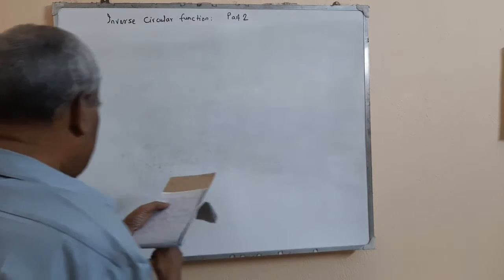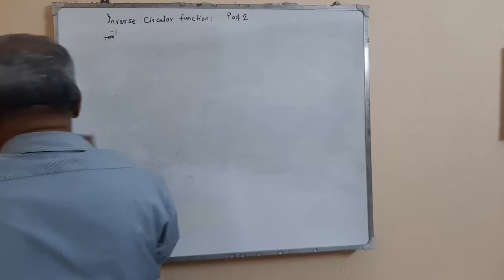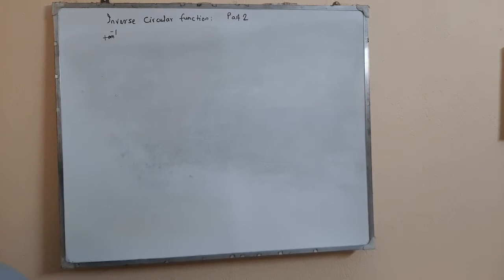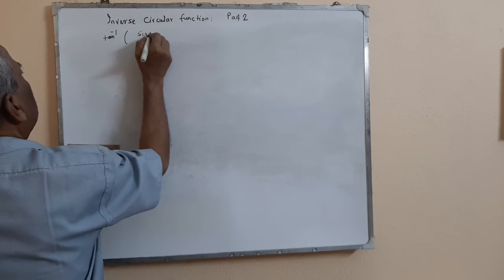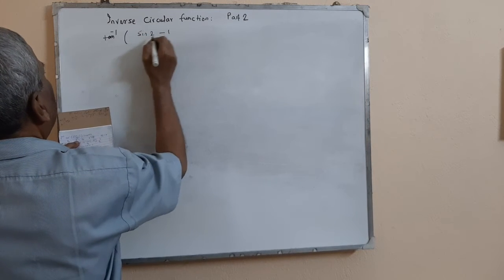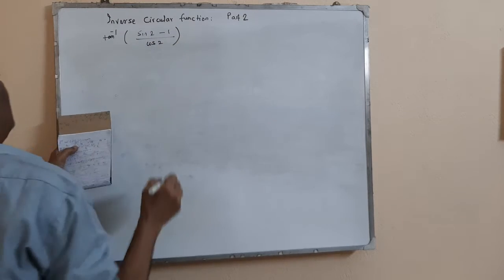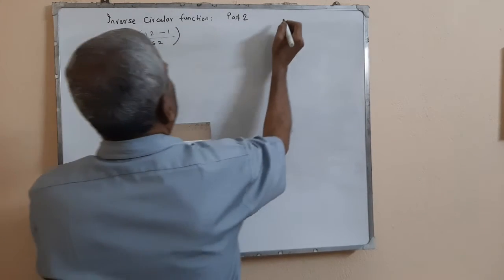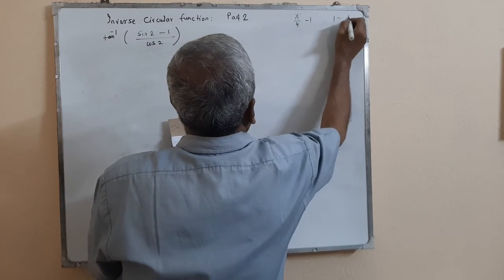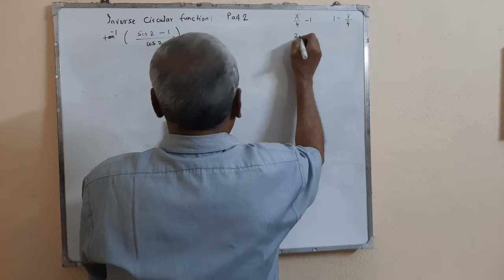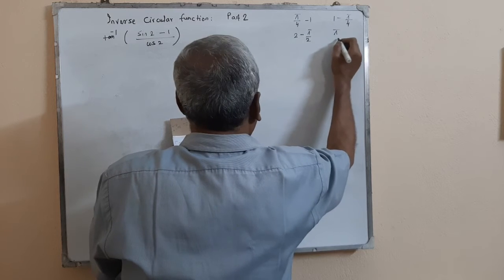Next, tan inverse of sine 2 minus 1 divided by cos 2 is equal to. Options: pi by 4 minus 1, 1 minus pi by 4, 2 minus pi by 2, pi by 4 minus 2.